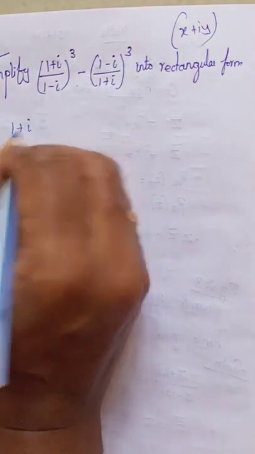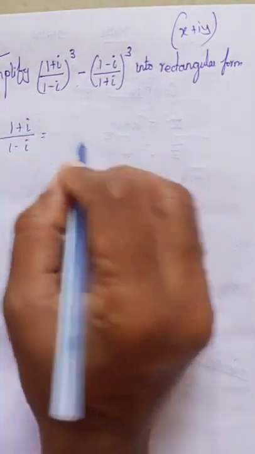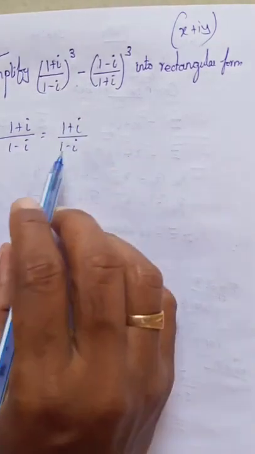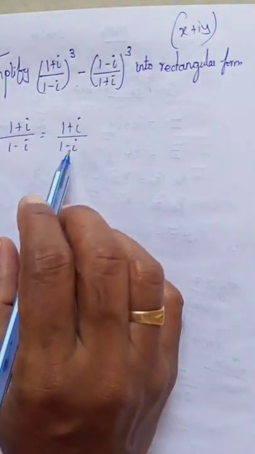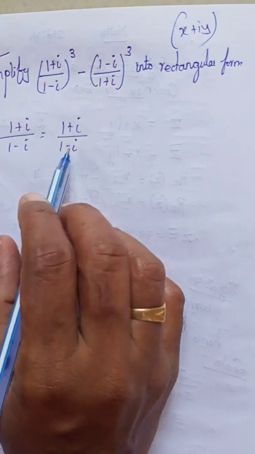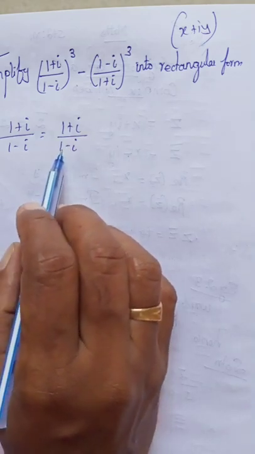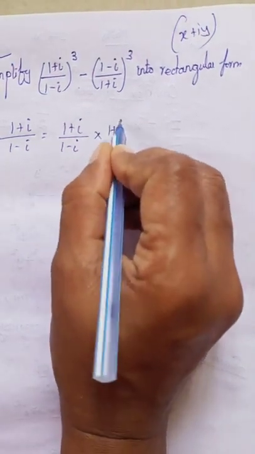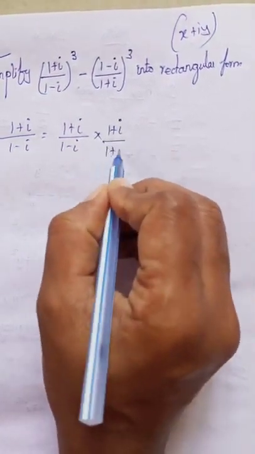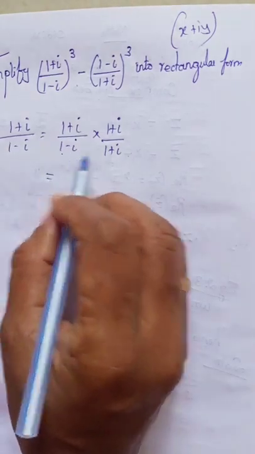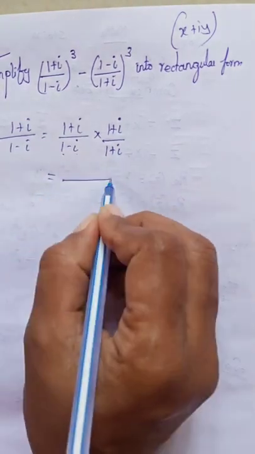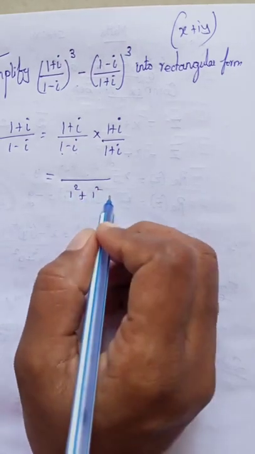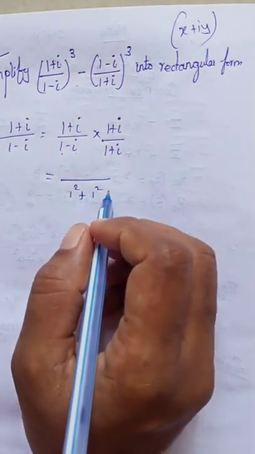So, 1 plus i by 1 minus i. When in the denominator a complex number is there, we have to take the conjugate and multiply both numerator and denominator. So for 1 minus i, the conjugate will be 1 plus i. So here a minus b into a plus b, that is, we can write it as 1 square plus 1 square, isn't it? Because x square plus y square.